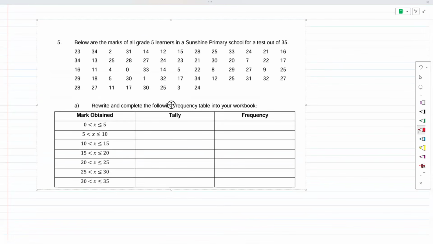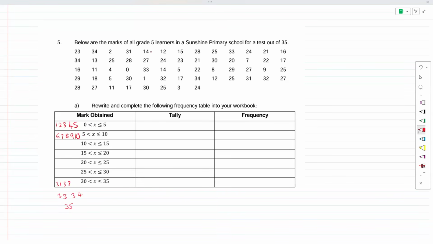Tallies are something that I prefer. I would like you to know first, it says marks obtained. What does it mean? This x is greater than 0, but less than or equal to 5. That means this is not including 0. So this is 1, 2, 3, 4, 5. The next one is not including 5. So it's 6, 7, 8, 9, 10. And you get it right. This would be 31, 32, 33, 34, and 35. So there's no equal, so it's not including the first number.